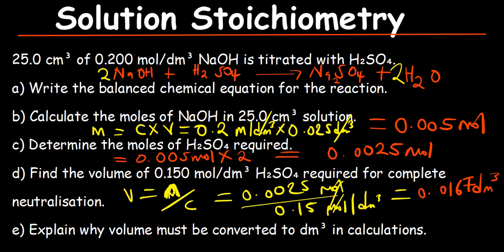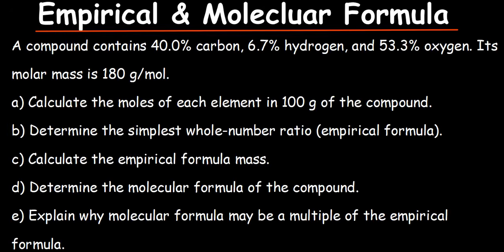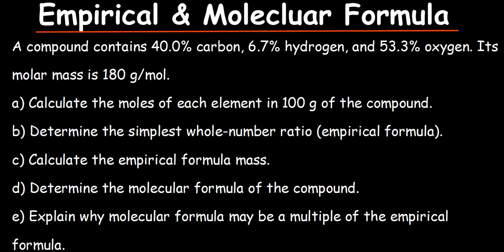Okay. So now, just to sum up the video, let's solve the last part of questions. Okay, this is the empirical and molecular formula. This will give us a good summary on this topic. We are saying a compound contains 40% carbon, 6.7% hydrogen, and 53.3% oxygen. Its molar mass is 180 grams per mole.